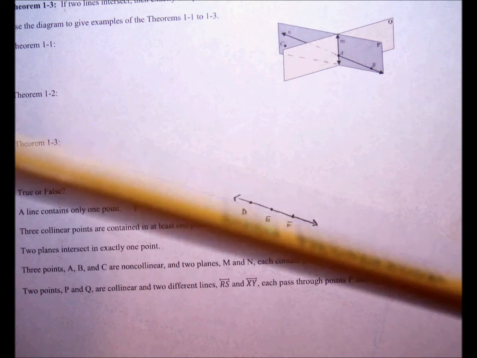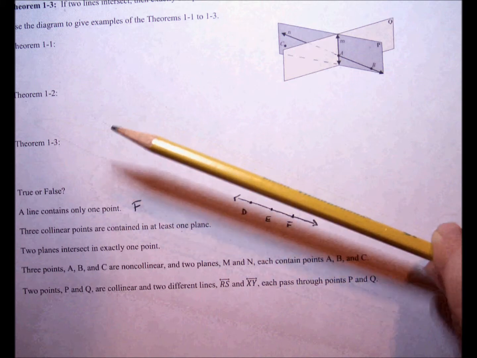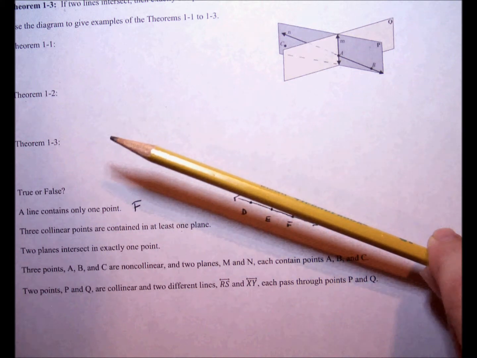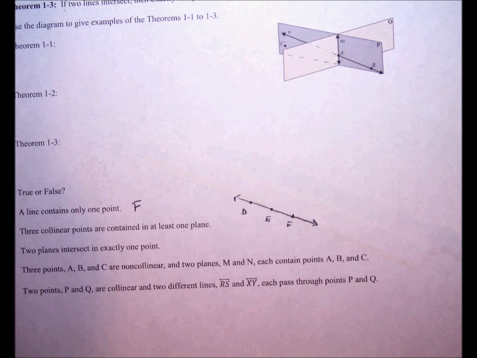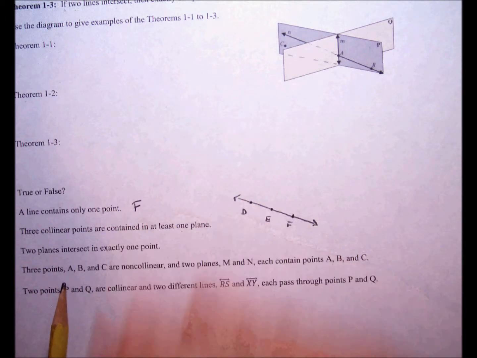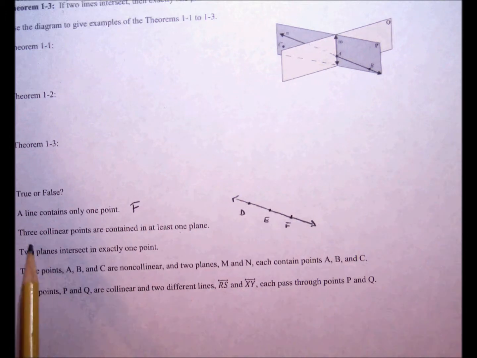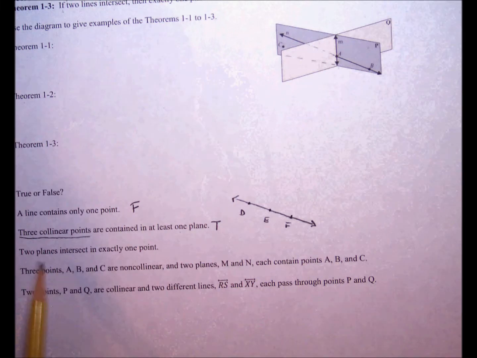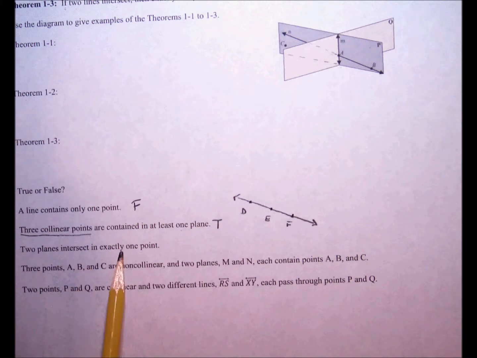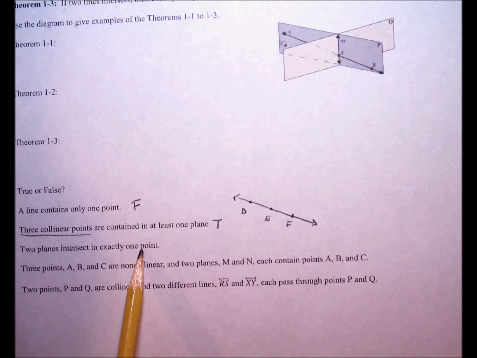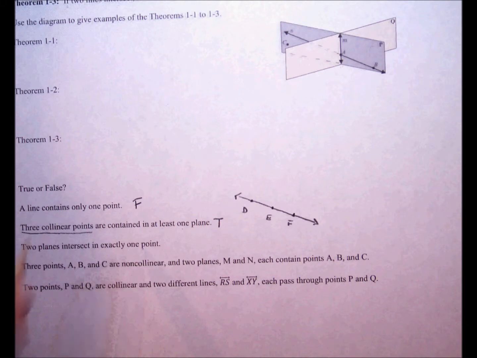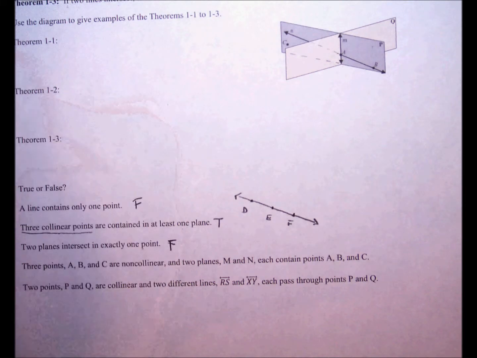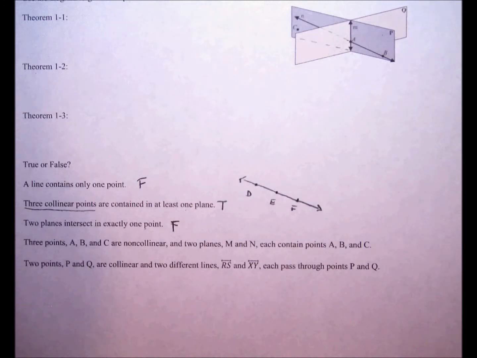How about one that if I were to take a piece of paper and cut straight through this way and that represented a plane? I'm not sure if you can tell, my pencil's moving up and down, so vertically. And you can imagine we could go at it from different angles. So three collinear points are indeed contained in at least one plane. Okay, two planes intersect in exactly one point. Actually, two planes intersect in a line, so that is false.